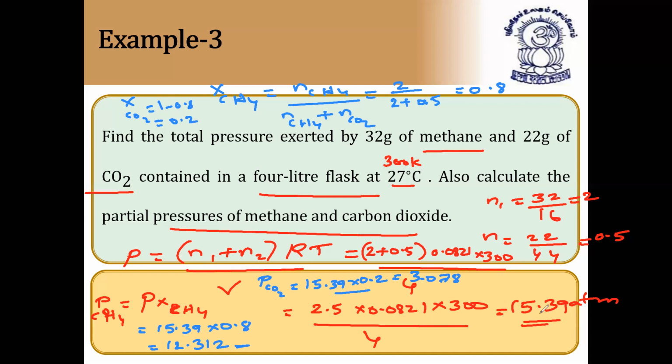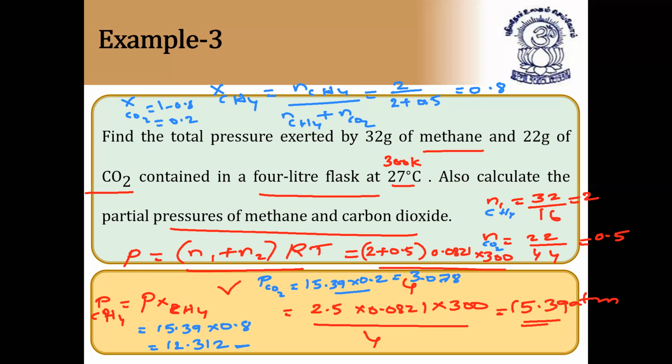So first we have to find total pressure. In this, everything depends on finding total pressure. After finding total pressure, we can find partial pressure by finding mole fraction. From number of moles, we can find mole fraction by using this formula. So mole fraction of methane is equal to number of moles of methane by number of moles of methane plus number of moles of carbon dioxide. So this is the number of moles of methane. This is the number of moles of carbon dioxide. So we can find it like this.